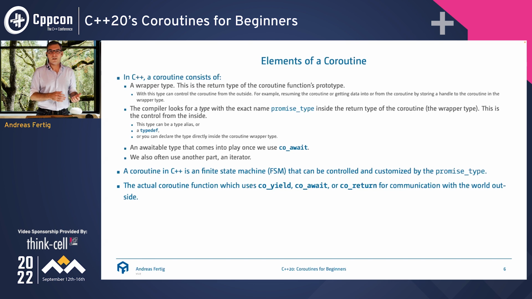The actual coroutine function, which uses co_yield, co_await, or co_return, is the thing that runs and uses the three keywords for the communication with the outside world. It suspends by co_yield and co_await, and it exits by co_return. So this is the communication channel inside or outside this coroutine thing, which for now is maybe more an abstract idea. All right, enough about theory.